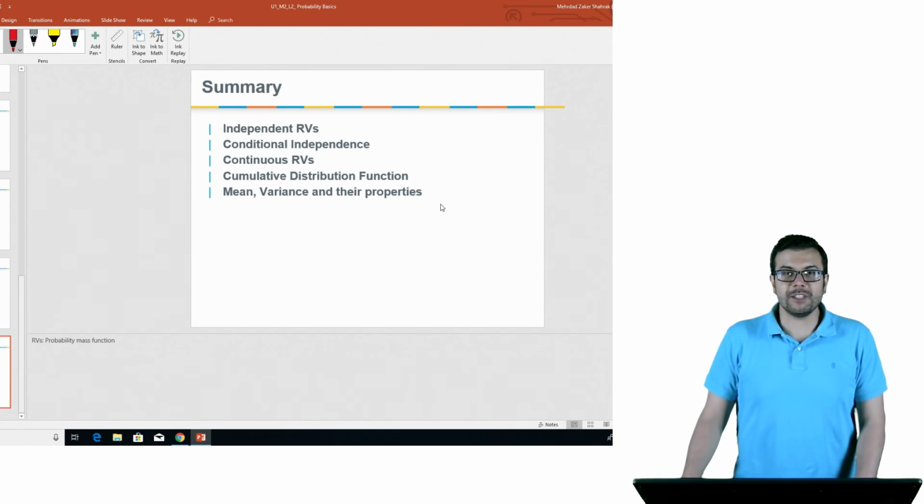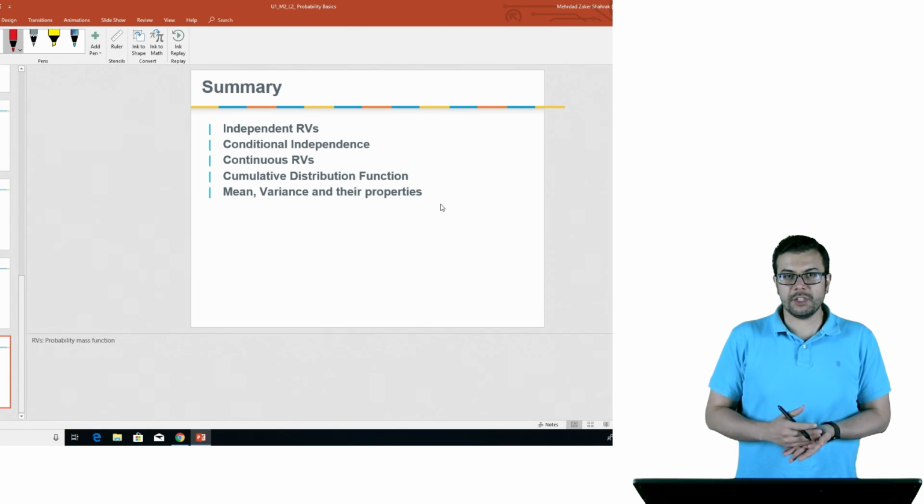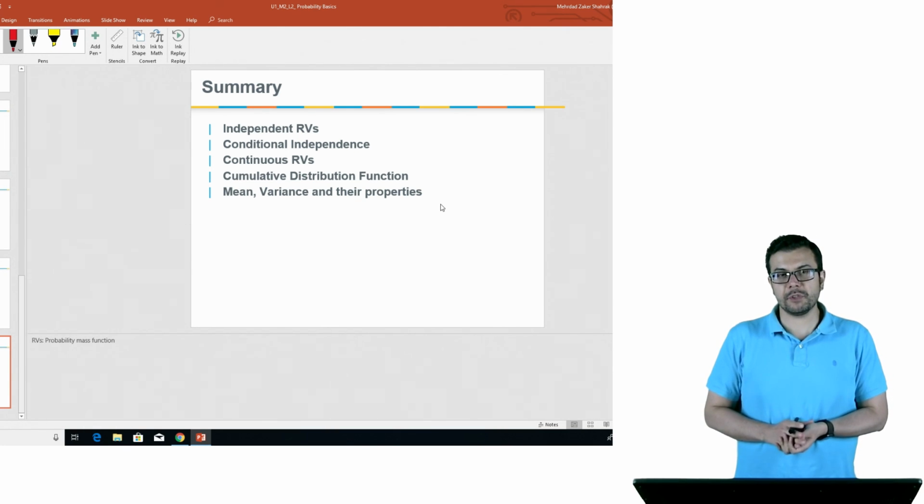Today, we talked about independent random variables and conditional independence, and then we talked about continuous random variables and cumulative distribution functions. Then we talked about mean, variance, and the properties for both continuous and discrete variables.